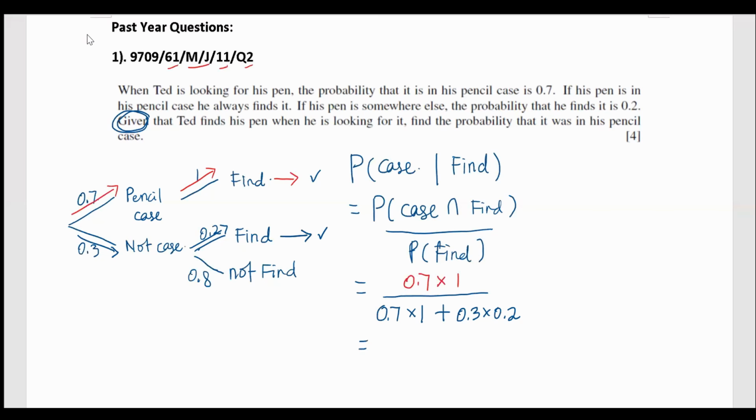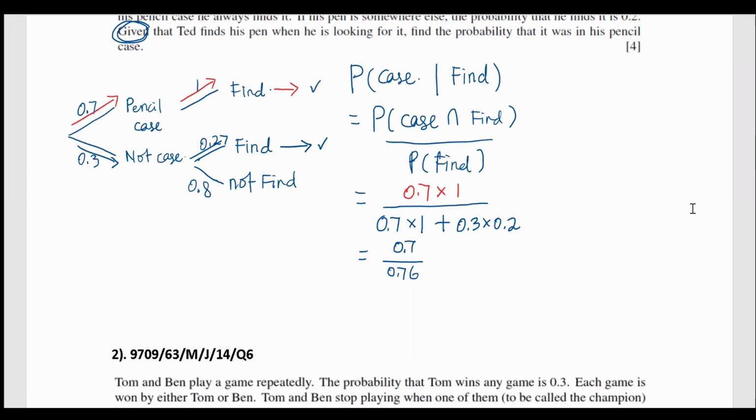Okay, and hence using a calculator, we can find out the probability. Using the calculator, the probability is 0.7 divided by 0.76. And hence the answer is 0.921. All right. That is the probability that the pen is in his pencil case given that he can find it.